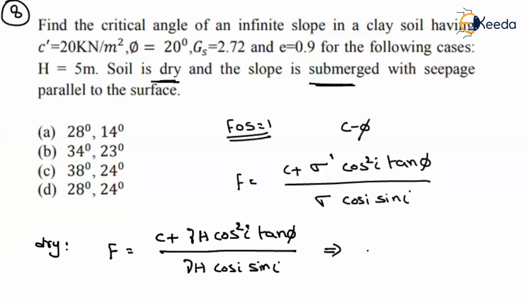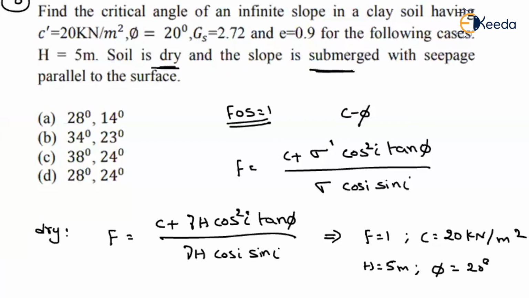What are the given parameters here? F is known as 1, C is known as 20 kilonewton per meter square, and H is also given as 5 meter, phi is also given as 20 degrees. So you want to find out the i value. Then what about the gamma value? This is what we have to find out.